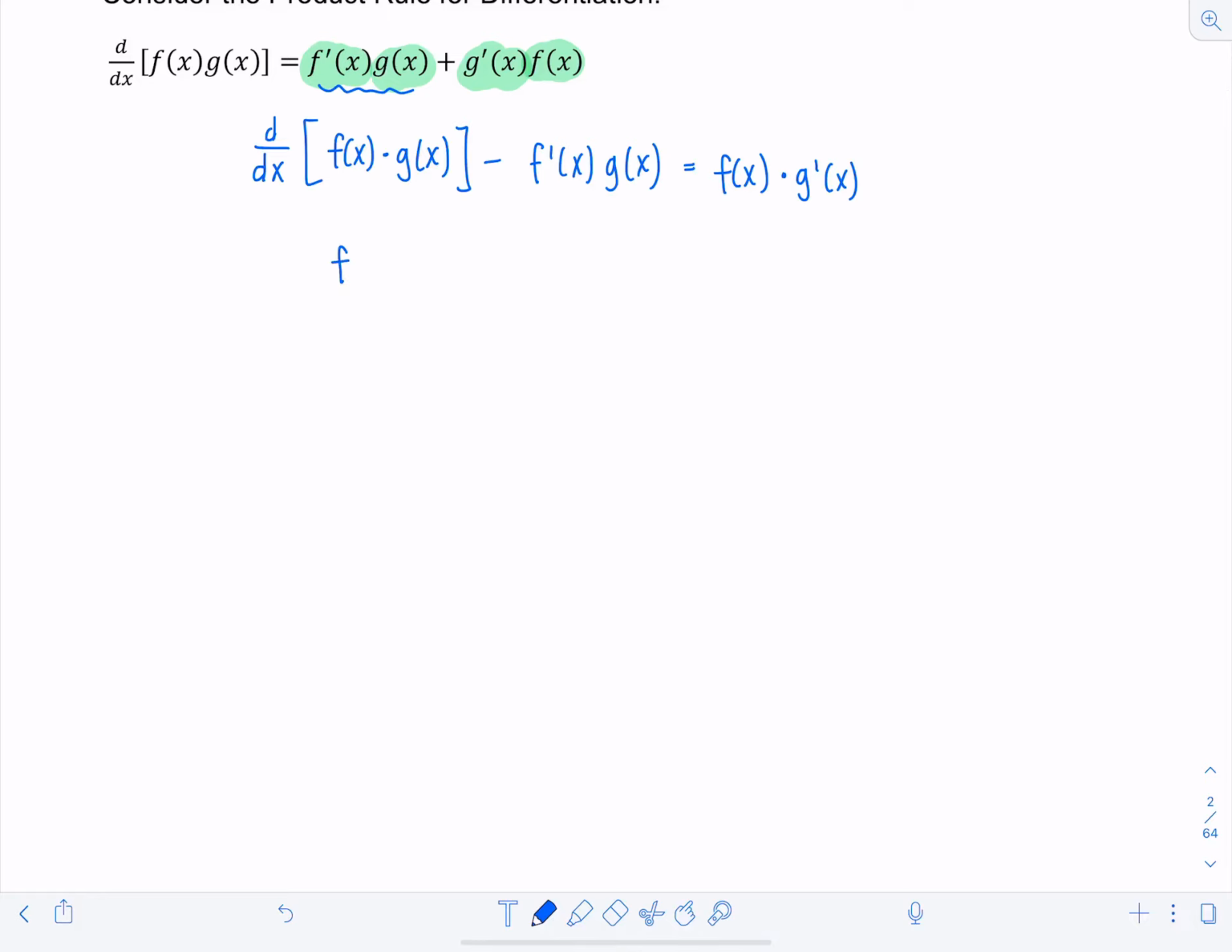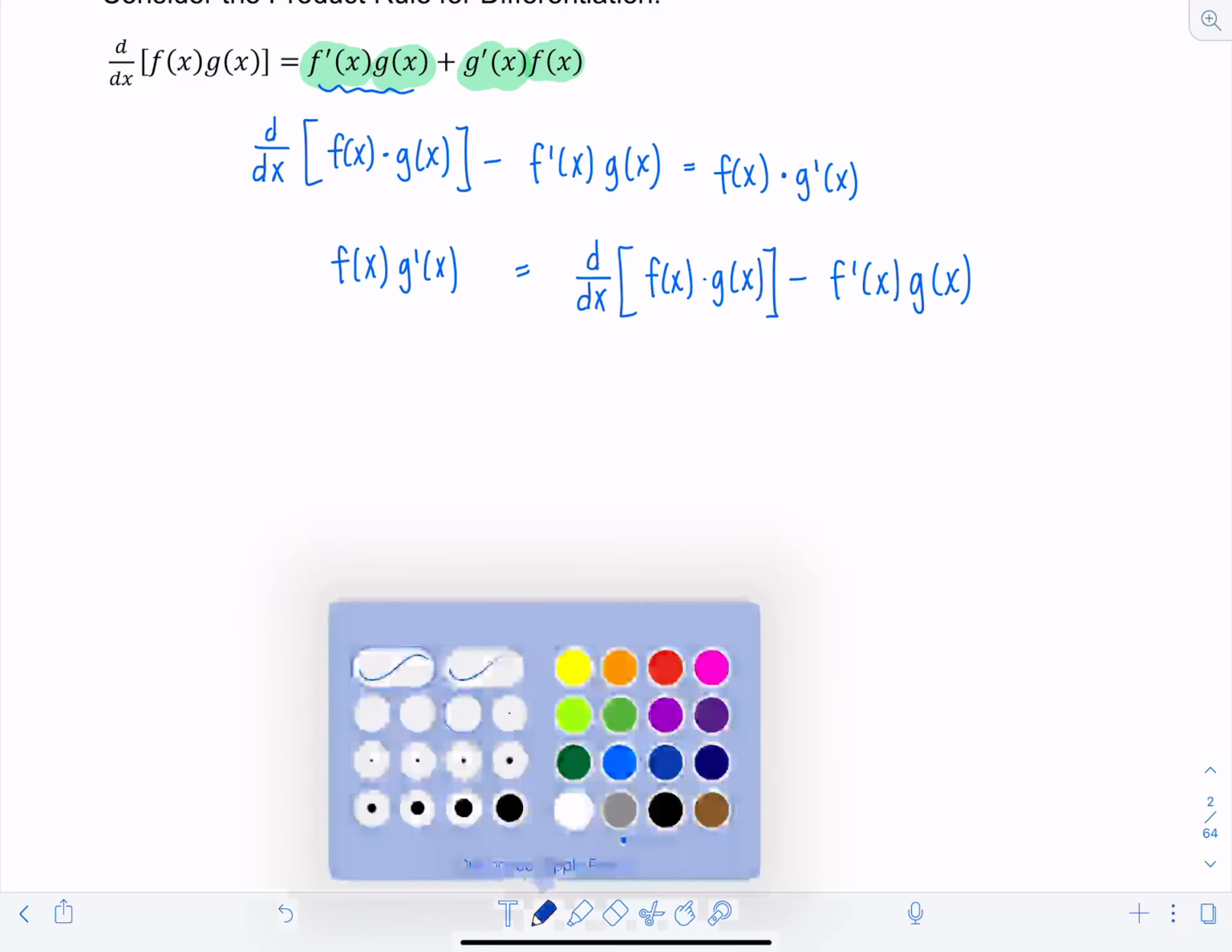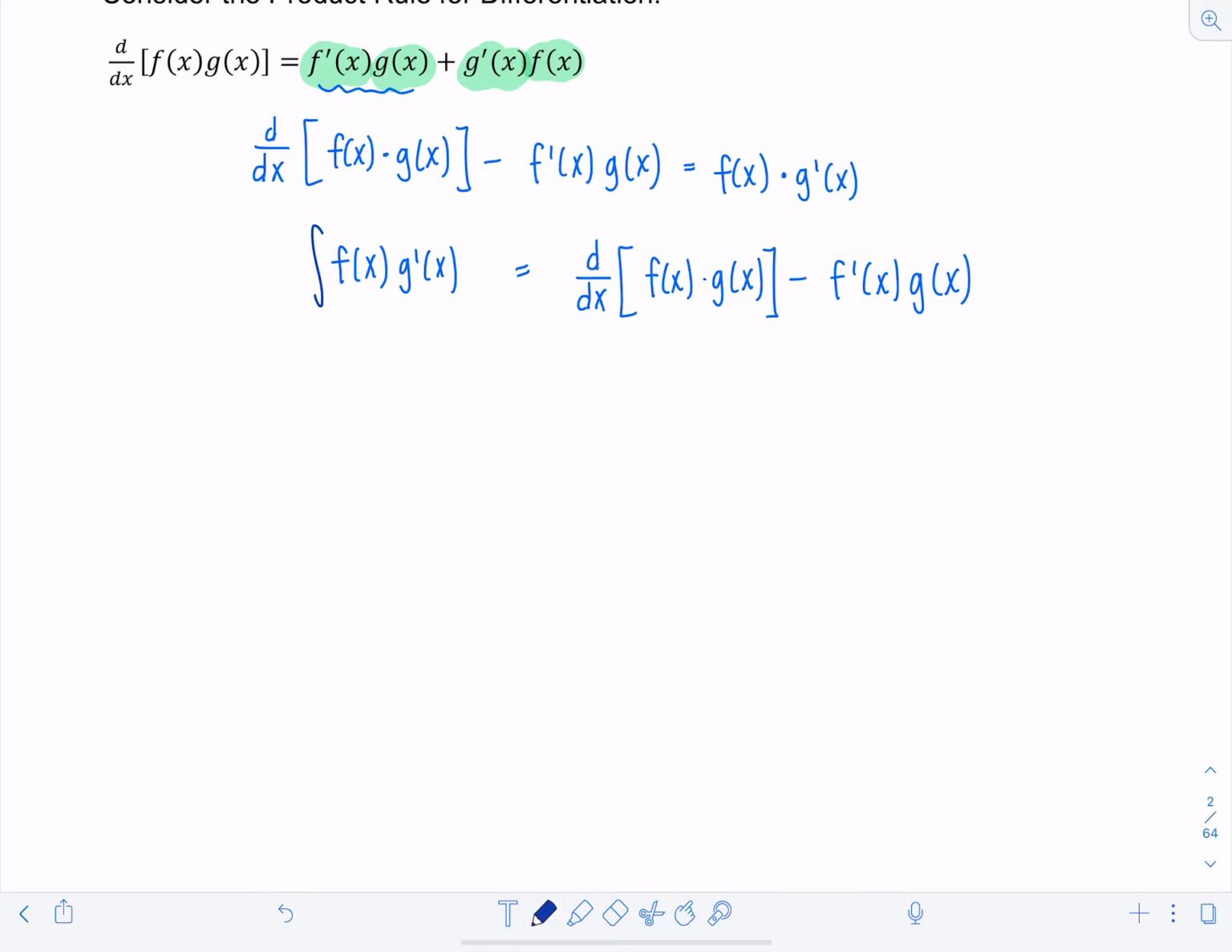So I'll switch which side everything's on: f of x, g prime of x is equal to the derivative with respect to x of f of x times g of x minus f prime of x, g of x. Okay, same equation, just reversed. And now what I want to do is anti-differentiate both sides with respect to x. That's why I left some space there. So integral sign dx, right? I'm anti-differentiating with respect to x, whole thing, both sides. Here we go.